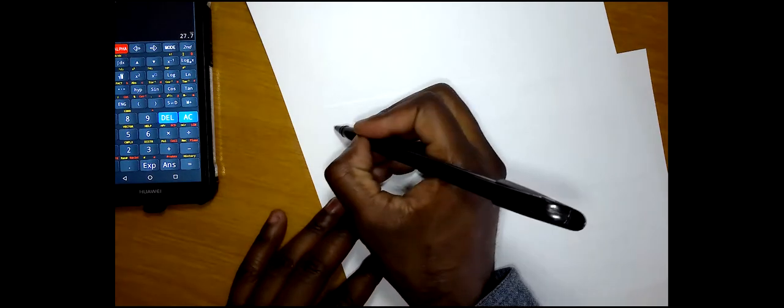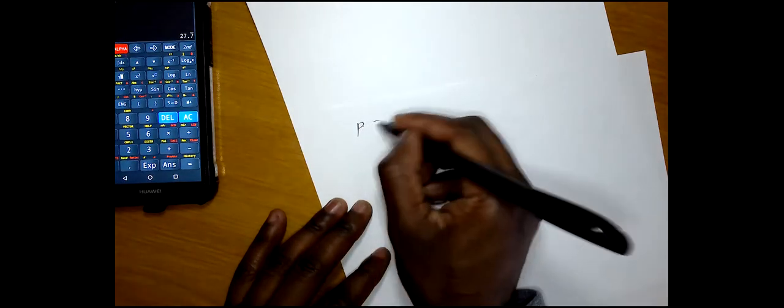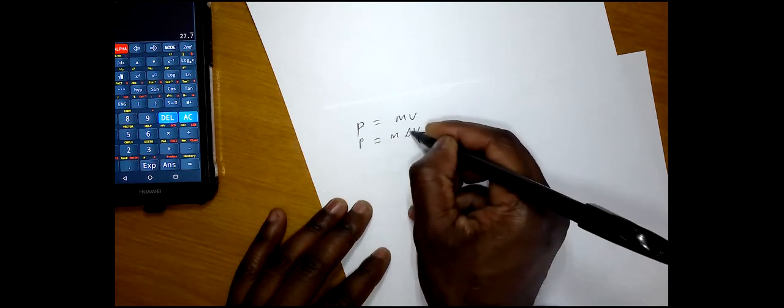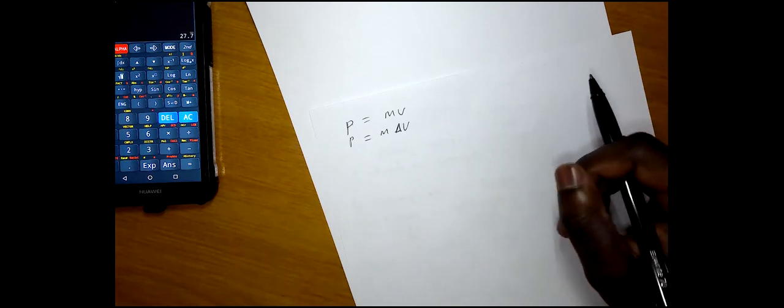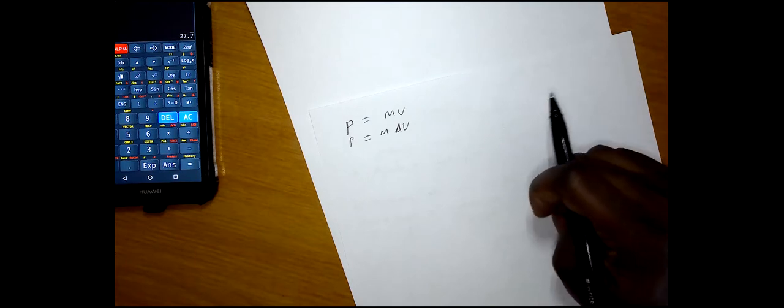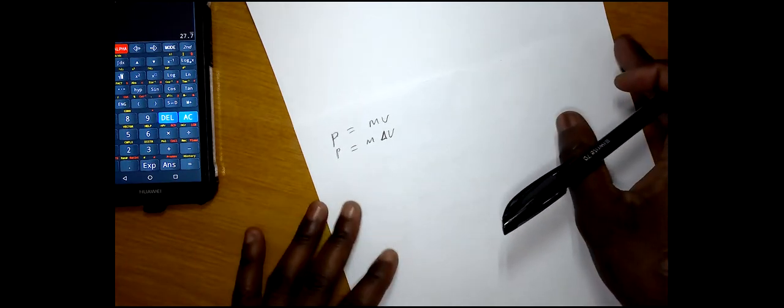And remember, we are talking of momentum here. Momentum is represented as P, and we say it's equal to m times v, which is mv. Remember, for all objects, even if there is a collision, there will be a change in velocity, not a change in mass, but a change in velocity.